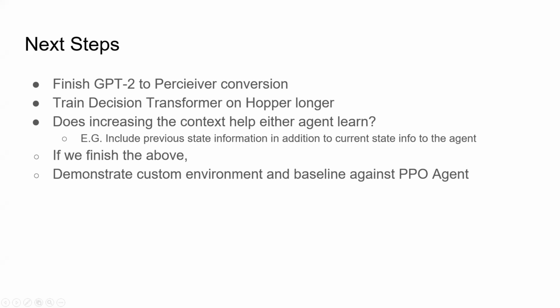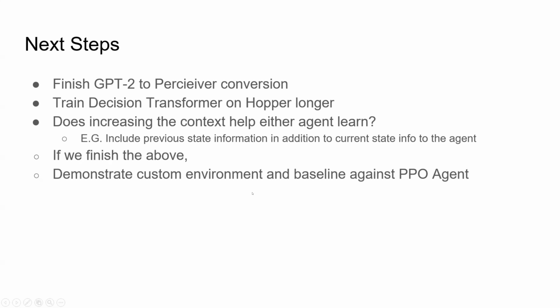If we finish that, then we can demonstrate our custom environment, train our decision transformer on that, and compare that to the baseline PPO agent, which is much more simple and efficient. So it would be interesting to see how those two compare to each other. And that's it for me.